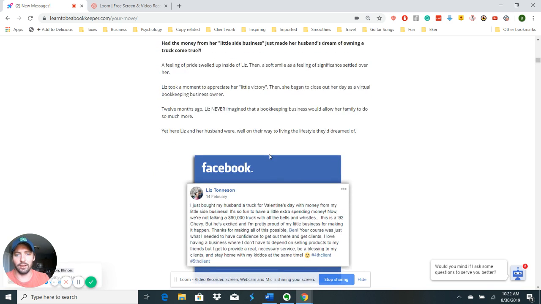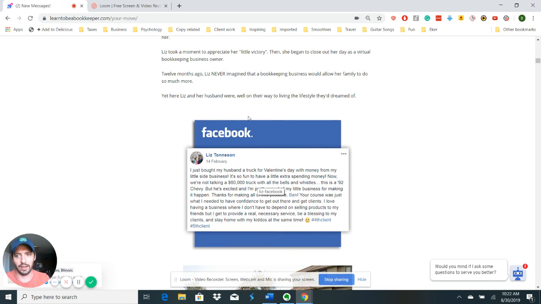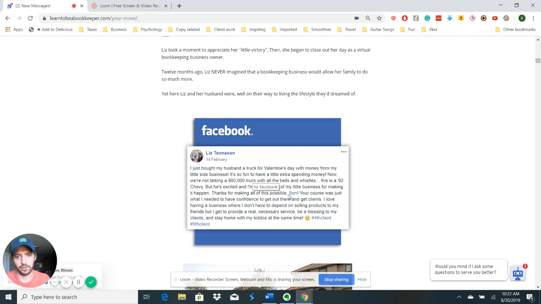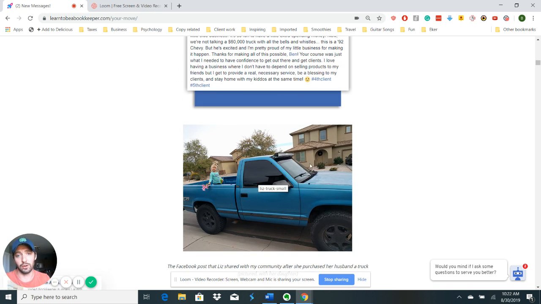And then they add little proof elements that show we're not just making the story up. Here's Liz actually talking about that. Then we add a picture of the image itself. It's awesome to add images to sort of show the transformation when you can. You want images that make people go oh yeah, that's what I want in my life. I want a new truck my husband's excited about with my adorable daughter hanging out.